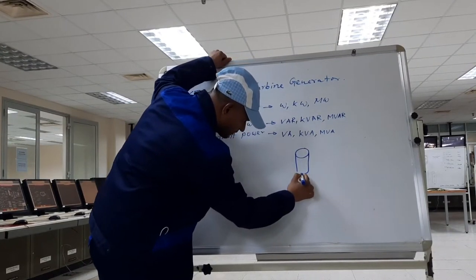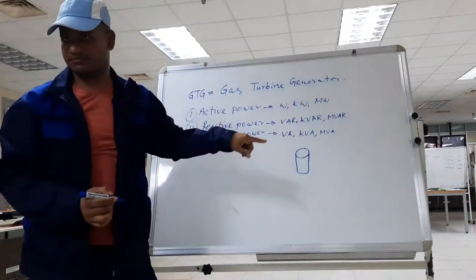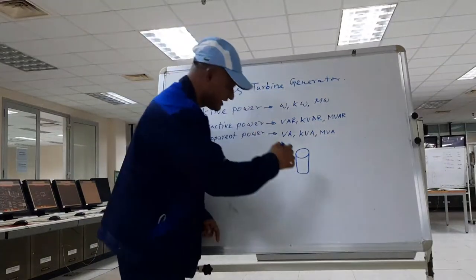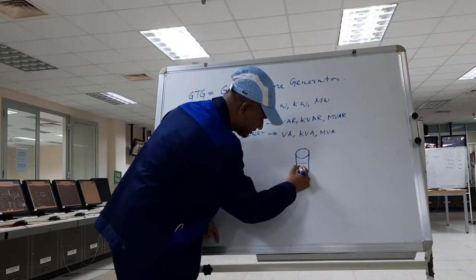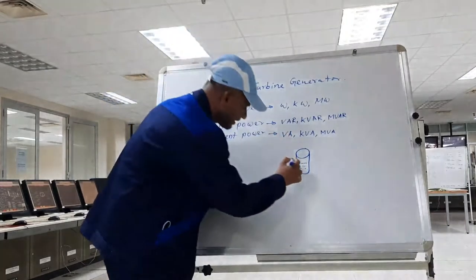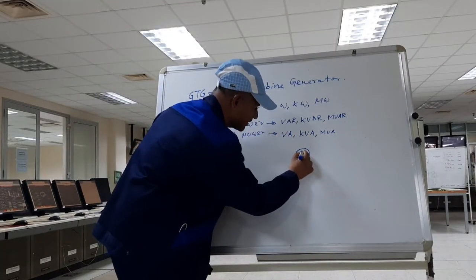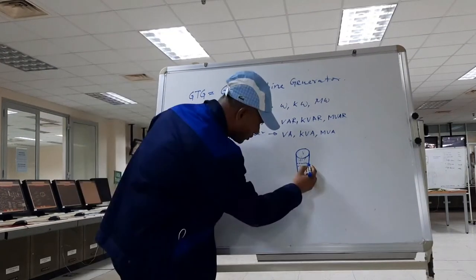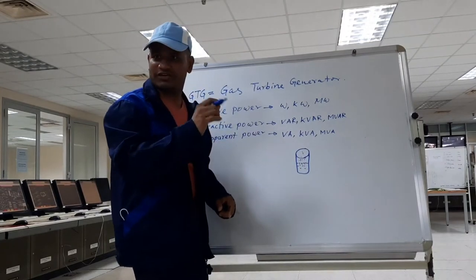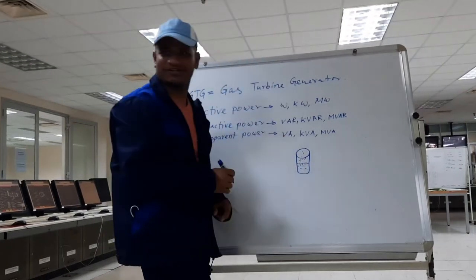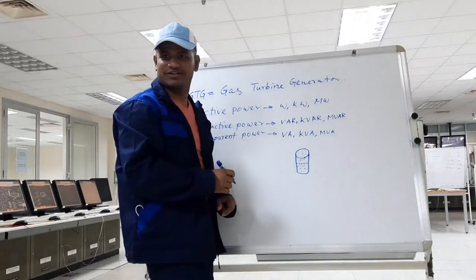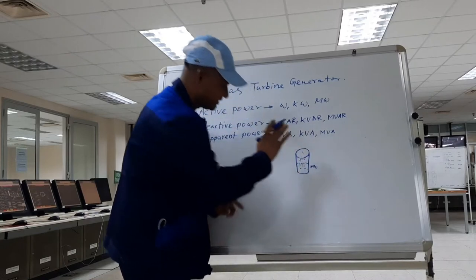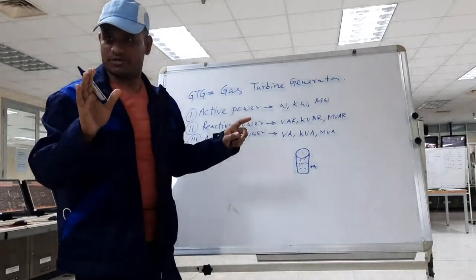You think it is one type of cup, one type of glass, okay? If you pour some coke into this glass, what will happen? Up to this level is the actual coke, but after this there is foaming. Which one is the real or actual coke? It is called active power. Understand or not? So active power we call megawatt. Up to this, around 70%, it is active power.